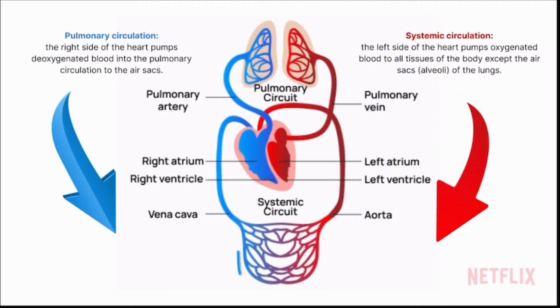In pulmonary circulation, the right side of the heart pumps deoxygenated blood into the pulmonary circulation to the air sacs. In systemic circulation, the left side of the heart pumps oxygenated blood to all the tissues of the body except the air sacs of the lungs.